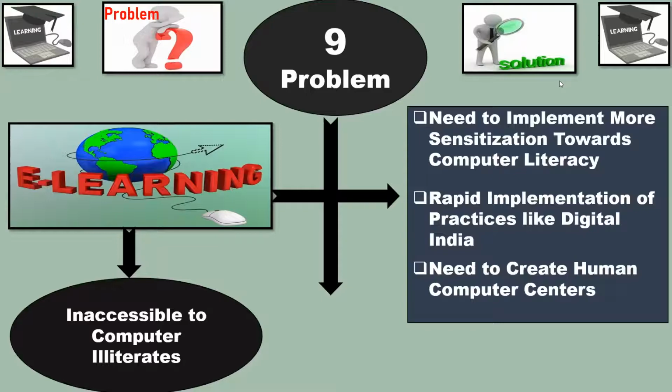So this inaccessible to computer illiterates can be waived off only with vision to promote this kind of social consciousness. So how to avoid this? We need to implement more sensitization towards computer literacy. That means we should develop computer literacy. We should promote the computer literacy. If you look at this kind of NEP 2020, one of the biggest points of the vision of NEP 2020 is to uplift the literacy rate in higher education, minimum of 55% by 2030.